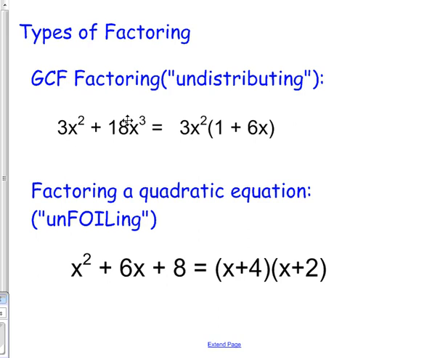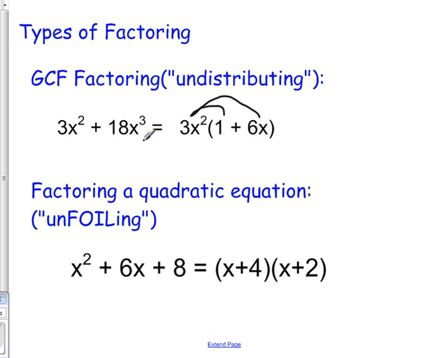So in this case, if we had 3x squared plus 18x to the third, what we did is we took out the 3x squared. So we undistributed the 3x squared. Likewise, if you distribute this 3x squared in, 3x squared times 1 is 3x squared, and 3x squared times 6x would be 18x to the third.